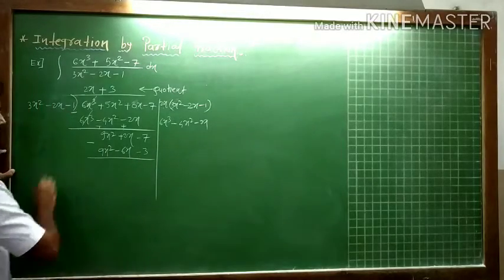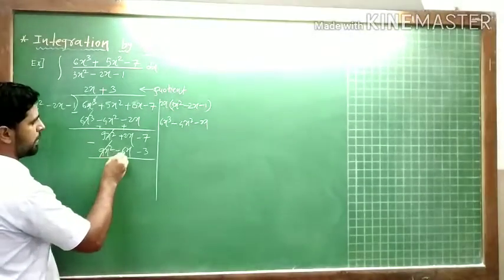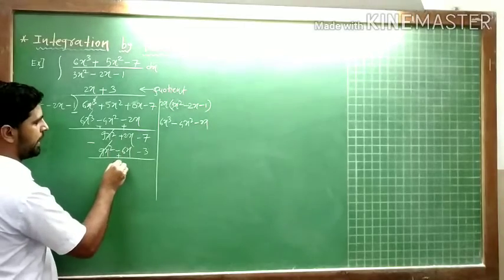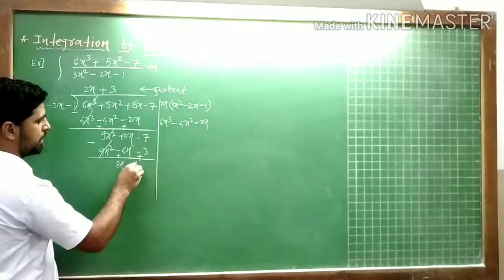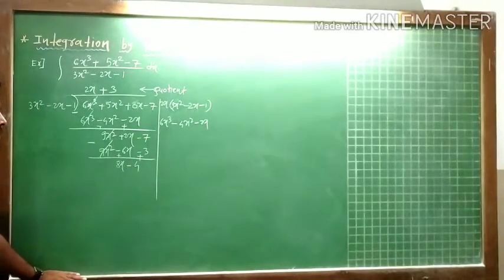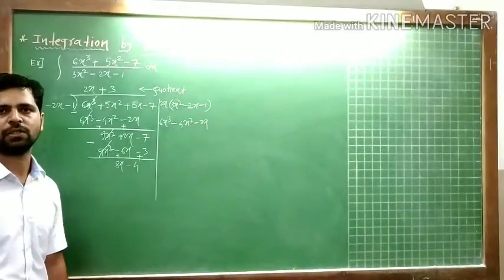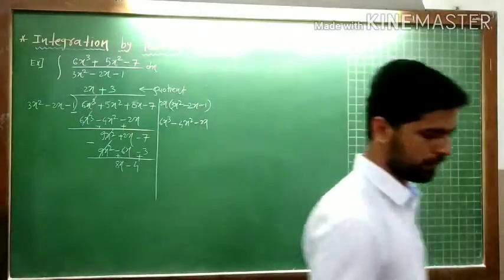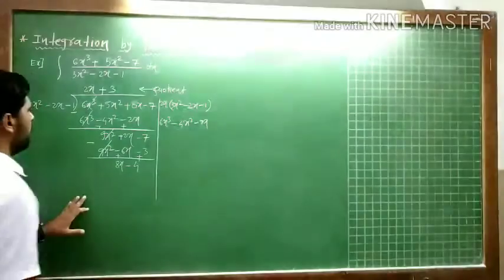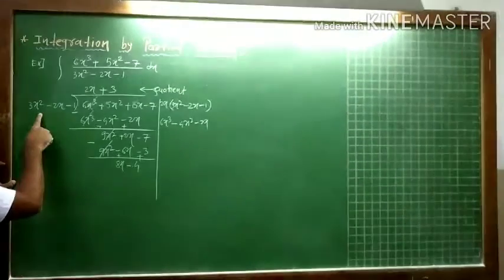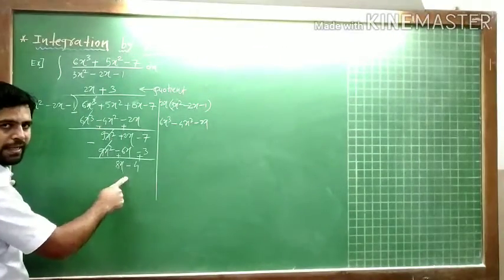Subtraction. So again, minus minus becomes plus, 2 plus 6 becomes 8x, minus minus becomes plus, minus 7 plus 3 is minus 4. Okay, so this is the remainder, you got 8x minus 4. Now what you got: your divisor is 3x square minus 2x minus 1. Correct? Your quotient is 2x plus 3 and your remainder is 8x minus 4.